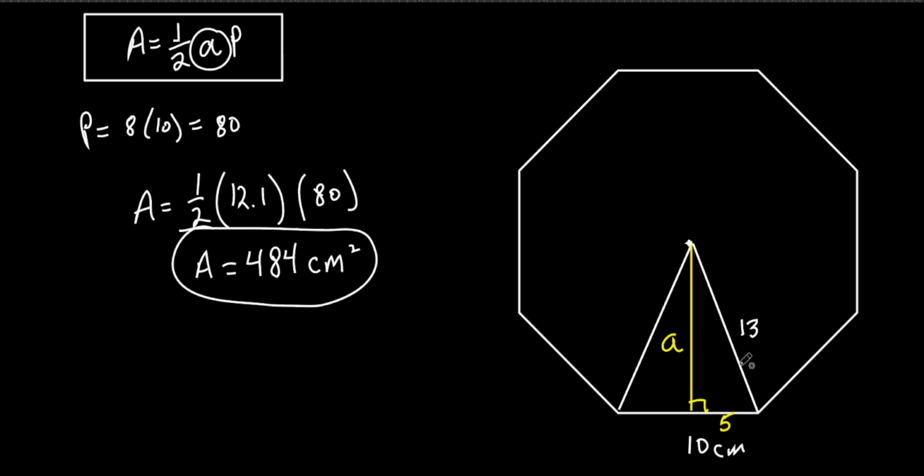So if they give you the length of the side and the radius, you should be able to find the apothem because it makes a right triangle. Of course, you would have to take half of the side, right? Half of 10 to make that a 5. So that would be important to know. All right? Let's do one more and we'll quit.